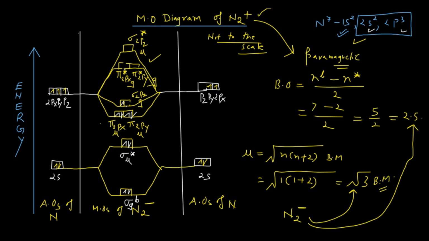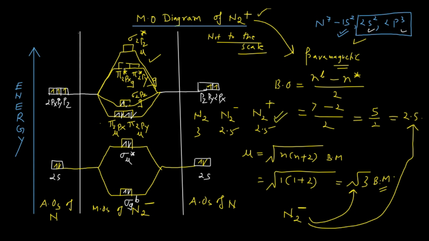But there must be some difference between all these. So first of all, you are having nitrogen N2, bond order of 3. Then you are having your N2 negative, bond order of 2.5, and then you are having N2 positive, bond order of 2.5. But which one would be your stable species? Definitely this N2 positive would be the stable species.